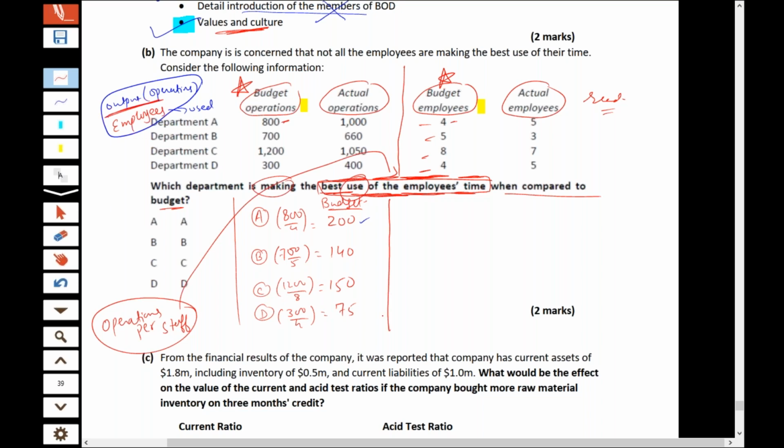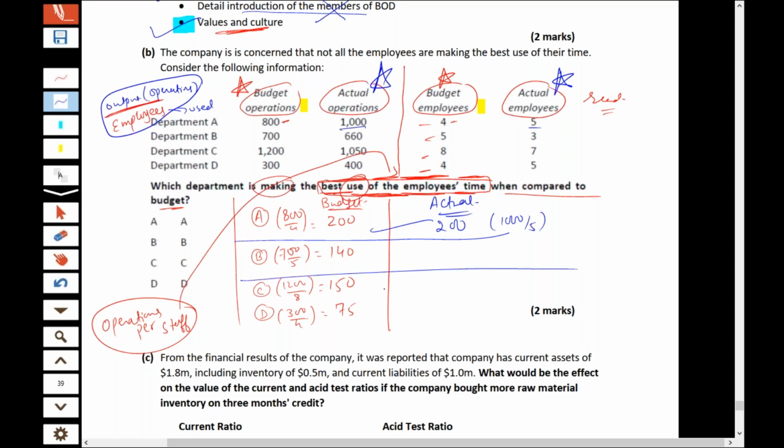That was the budget. And what was the actual? This is basically the operations per staff, operations per employee. I need to compare with the actual, and right now I am using the actual. Now see, this is actual. In actual, 1000 divided by 5, that was 200. Yes, it's the same, not good.